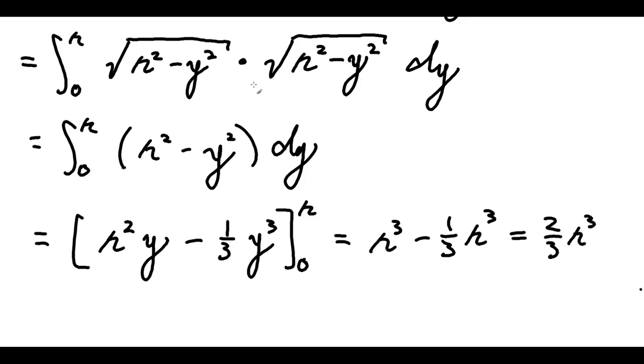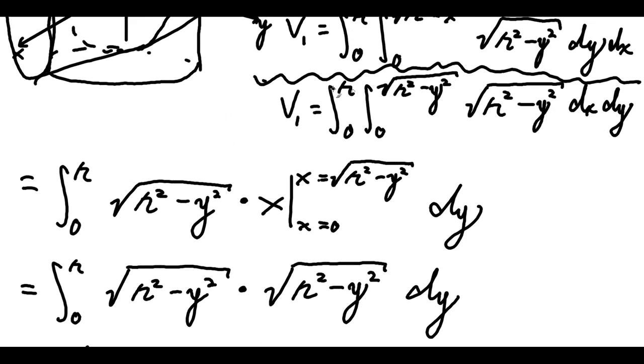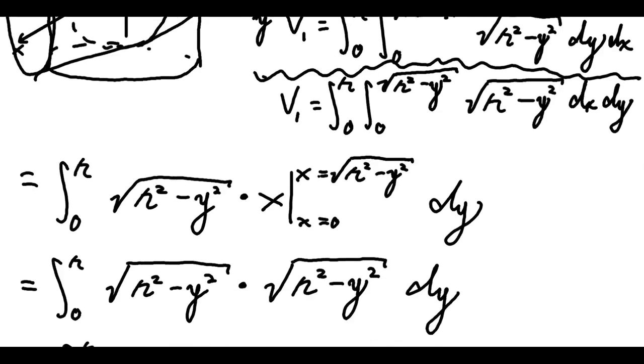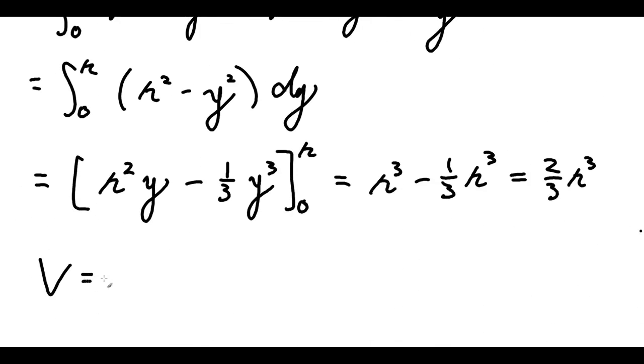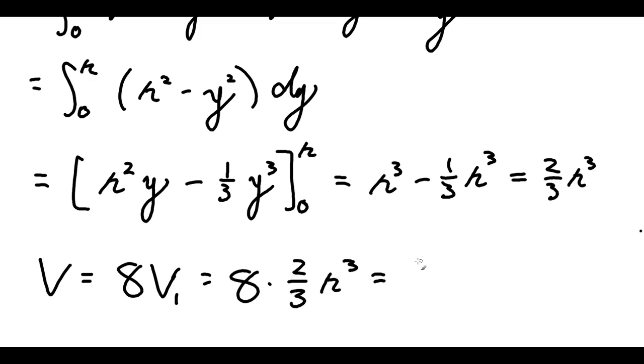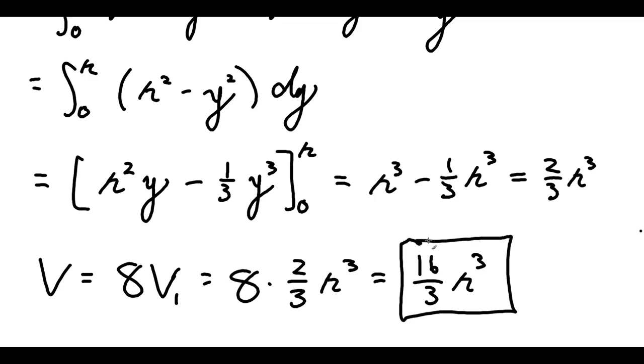Now what was this? Let's follow this chain of equality back. This was equal to this, which was equal to that, and so on. Rolling all of this back, we get to v1. That's v1 and not v. V is equal to 8 v1. So we have 8 times 2/3 r cubed, which should be 16/3 r cubed. Let me make sure in my notes that I did not make any computational errors along the way. And yes, there we go. 16/3 r cubed is the volume in question.